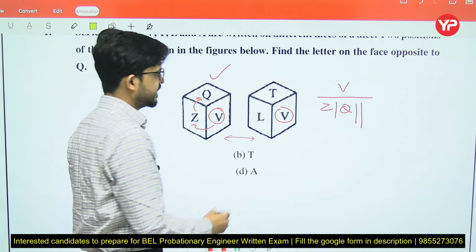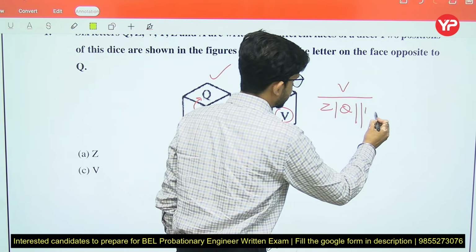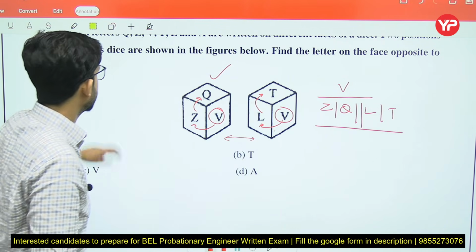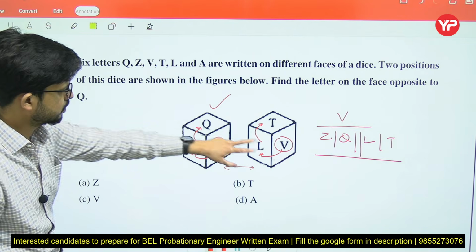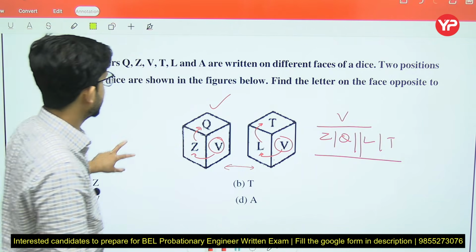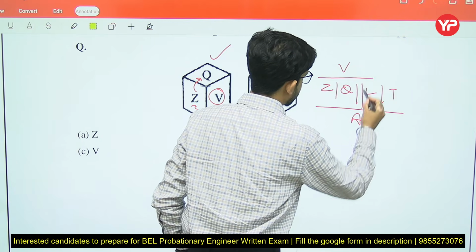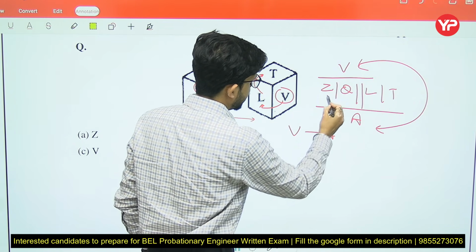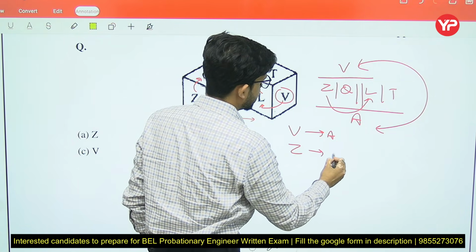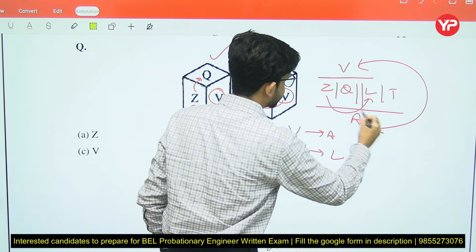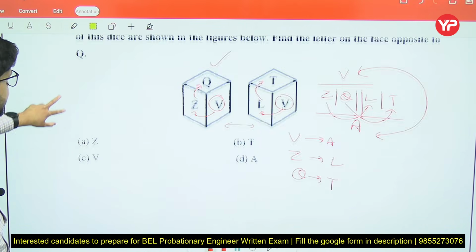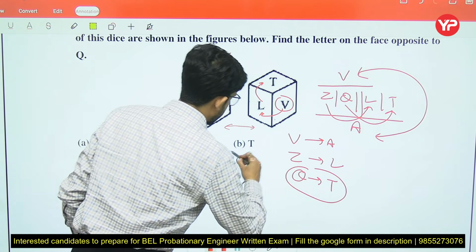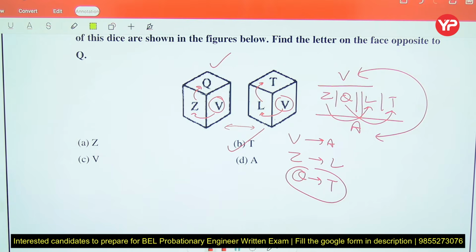Now move to the second dice. After V it is L and after L it is T. And whatever is remaining among all the alphabets, put it in the denominator. What is remaining? A. So I put A here. So I get that the opposite of V is A, the opposite of Z is L, and the opposite of Q is T. So we have to find the opposite of Q. We know that the opposite of Q is T. So our answer will be B. That is the question.